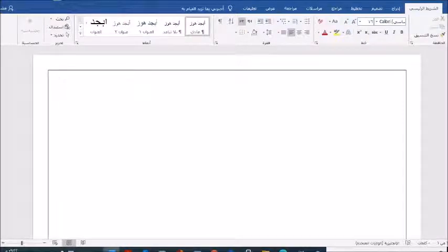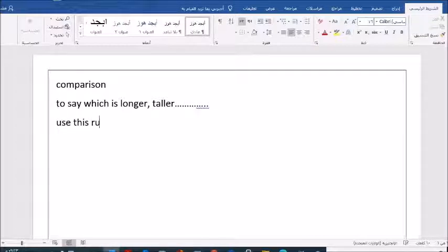Today we have comparison. What is comparison? To say which is longer, for example, taller, whatever. Use this rule: Part 1 plus is or are plus adjective plus than plus part 2. Let's have some examples.